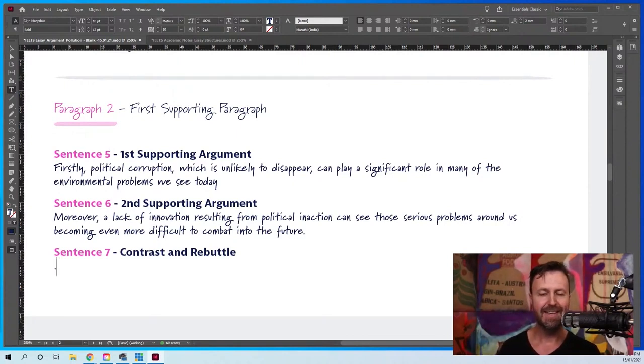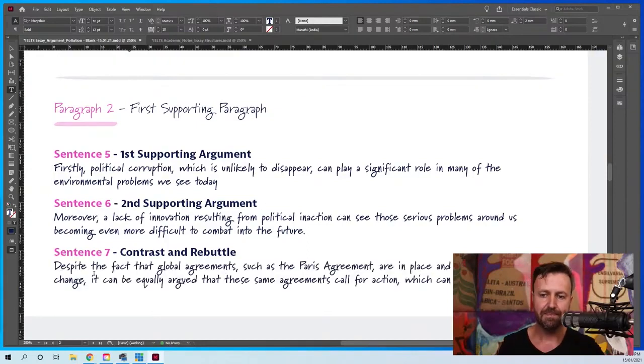All right. Next, contrast and rebuttal. So what this is about is we're now going to do that yeah but section where we chose something from the other side of the matrix, and we're going to put that here, followed by a response from us. So let me copy this in, and let me just then describe how we actually do this. All right. Despite the fact that global agreements such as the Paris Agreement are in place and can lead to profound change, it can be equally argued that these same agreements call for action, which can prove difficult.